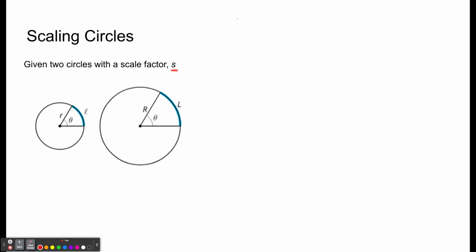So first, let's talk about the central angle. When you do a dilation of any scale factor, the measure of this angle and the measure of this angle are the same. So dilating with a central angle has no change to the angle measure. So the central angle stays the same.